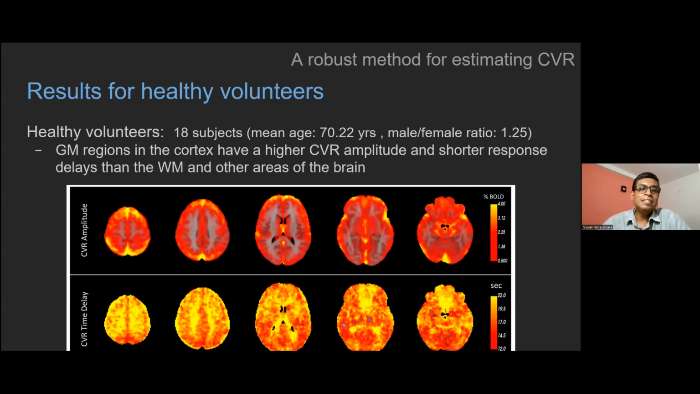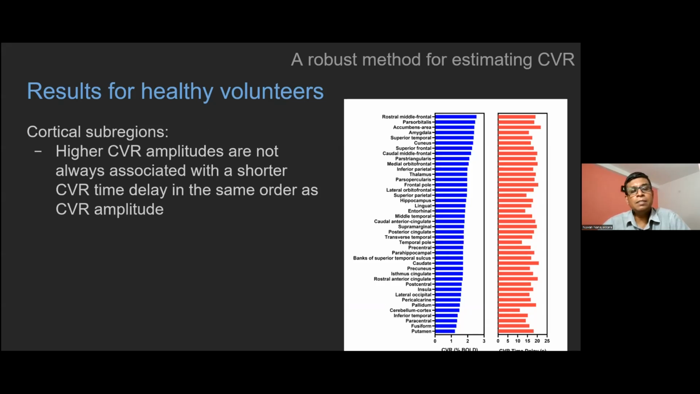But these shorter time delays were not always associated with higher CVR amplitude, as we can see from the ordered subregions of the cortex, where the frontal regions have a higher CVR amplitude and the putamen region has the lowest, but the CVR time delay did not follow the same pattern in the reverse order.